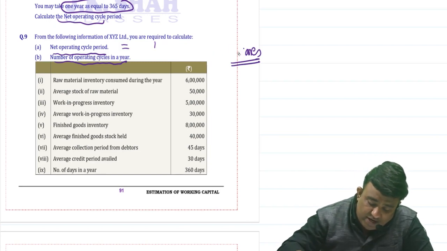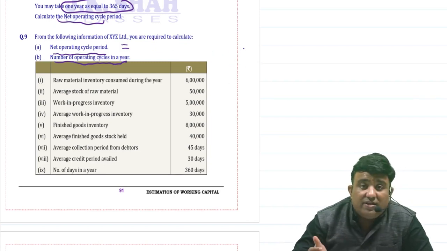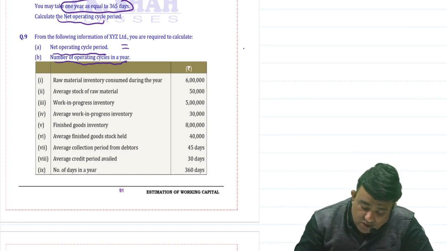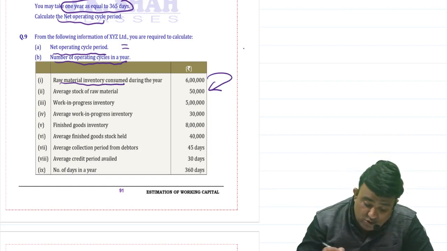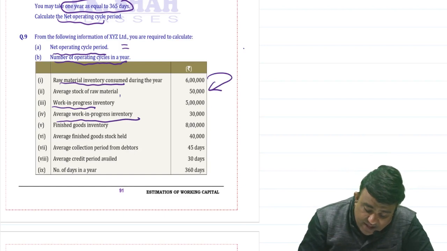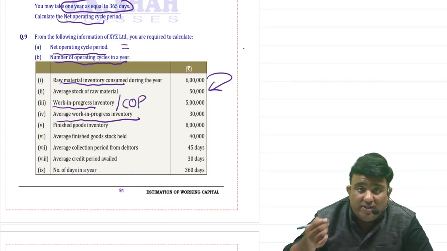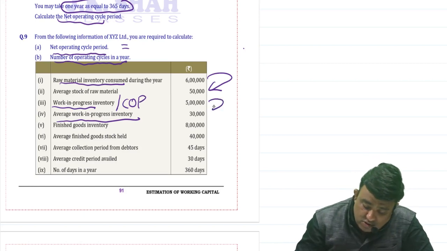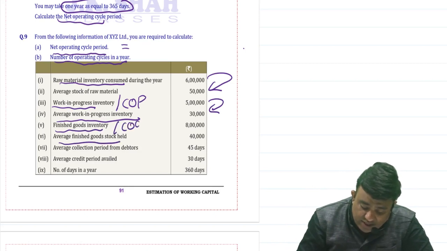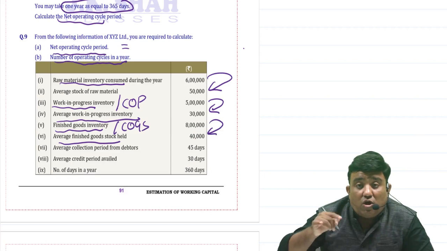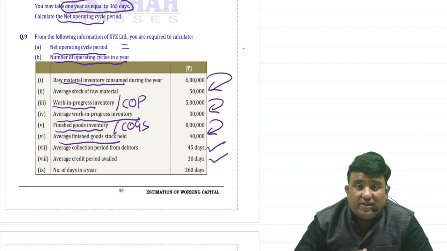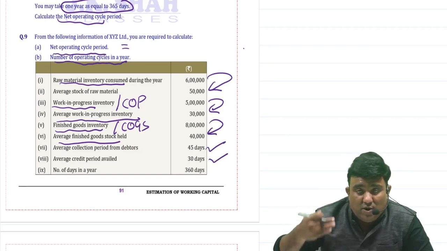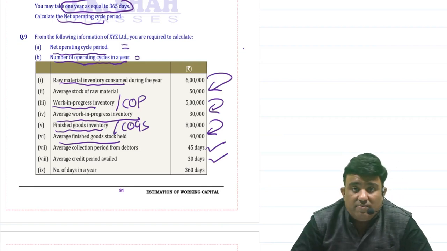Now here you have to calculate the real operating cycle, and that will be considered as the base of the number of operating cycles. Student, raw material consumption is given based on average stock. You will be able to derive the stock of raw material holding period, WIP and average WIP. The higher one is COP and the lower one will be the average stock. So you will be able to derive your WIP conversion period. Finished goods and average, this finished good is COGS. So with this, you are able to derive the stock of finished goods holding period. Data is given, deduct creditors, and you will be able to derive your operating cycle. And along with that, 360 upon operating cycle, you are able to derive your number of operating cycles. Clear everyone?